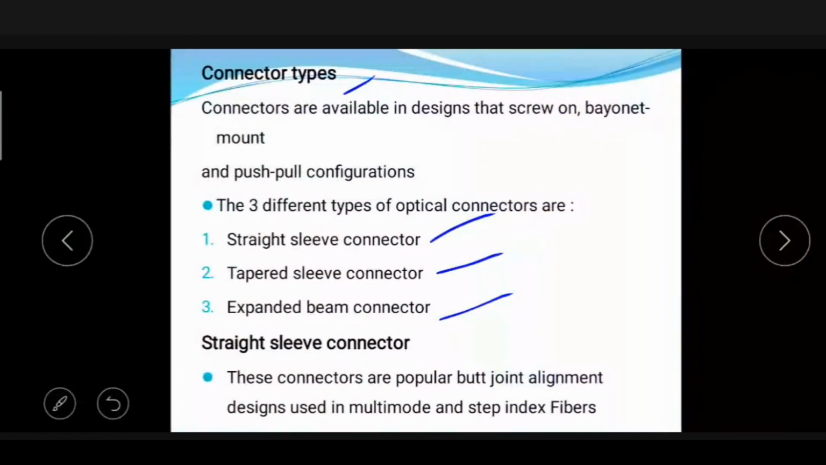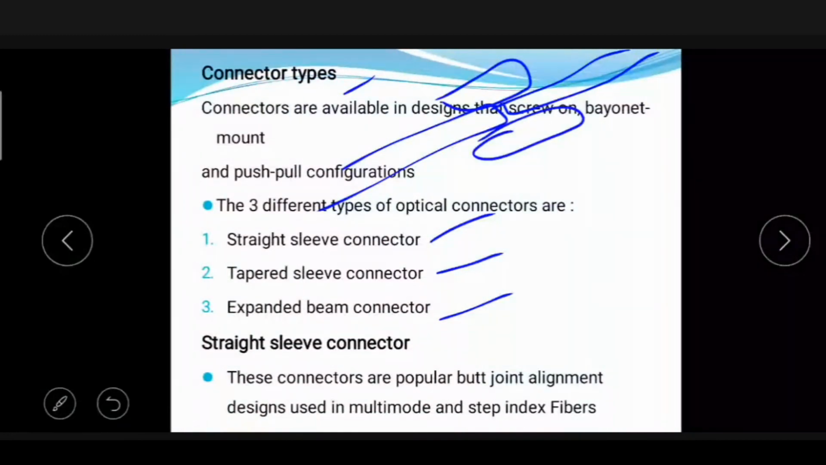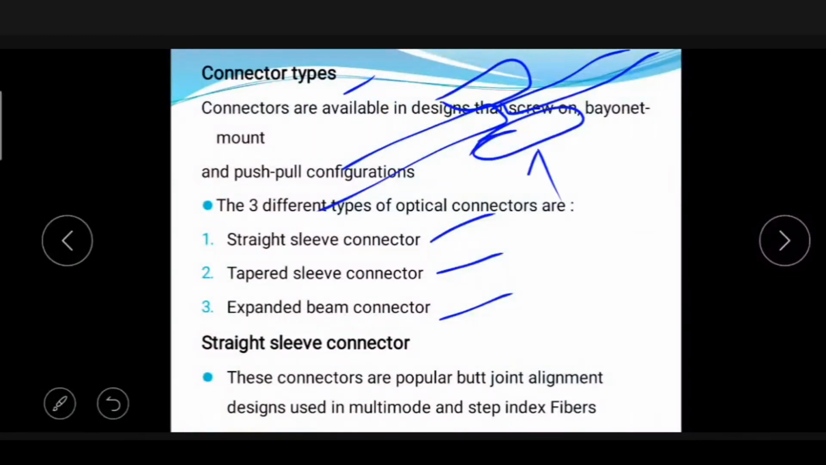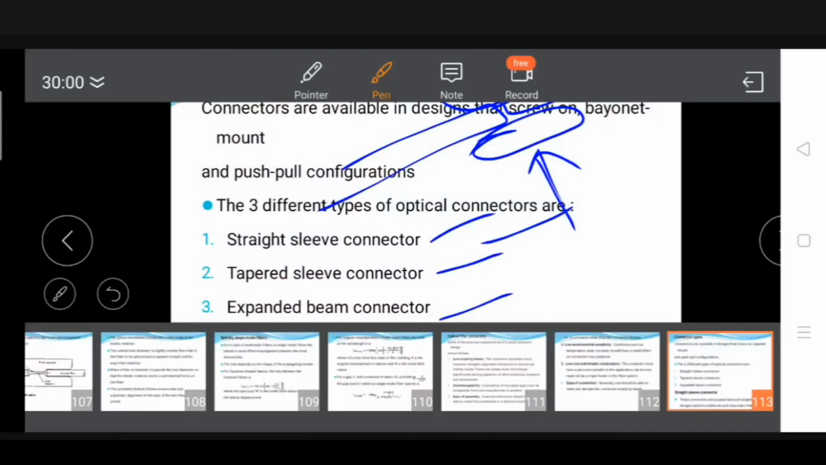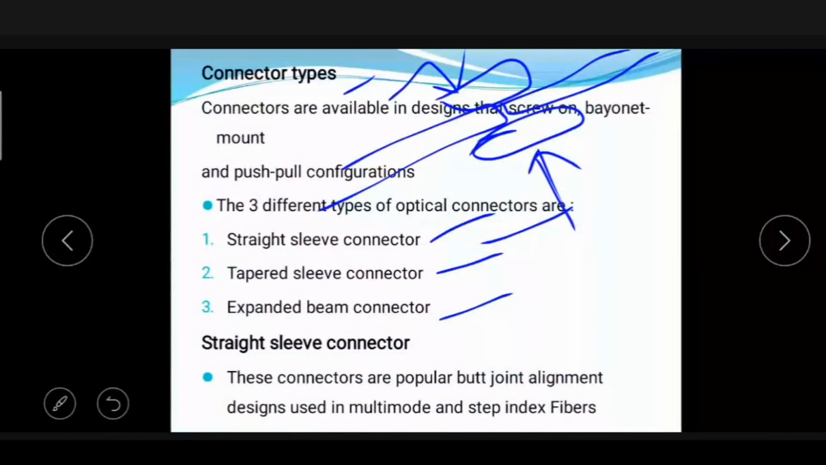Very simple concept of connectors. So the thing is, these two fibers which are to be connected are placed, and there are sleeves. We call them sleeves, and from this end the sleeve is rotated, or from this end the sleeve is rotated, or from either end the sleeves are rotated. Sleeves are rotated so that the fibers are joined. The fibers are connected.